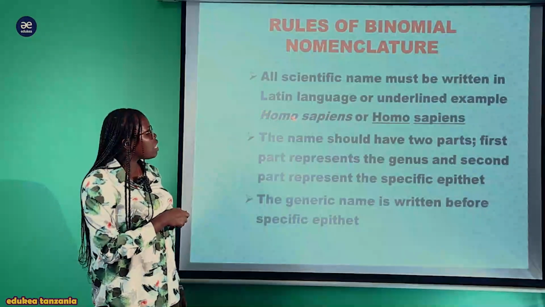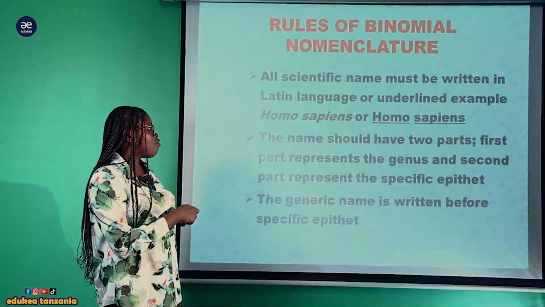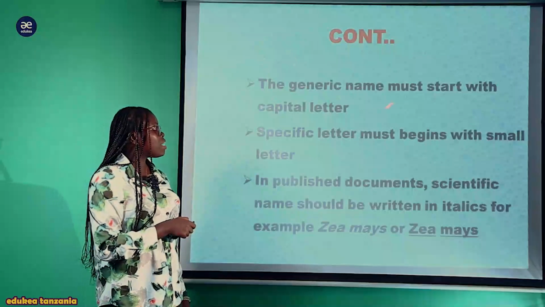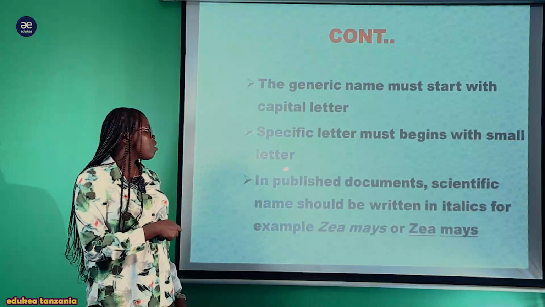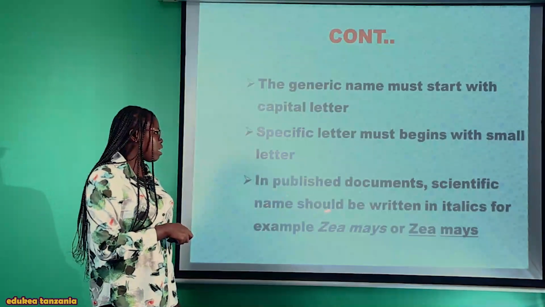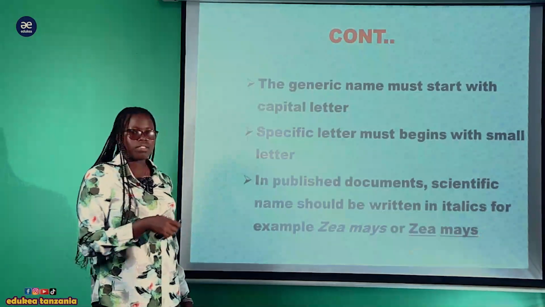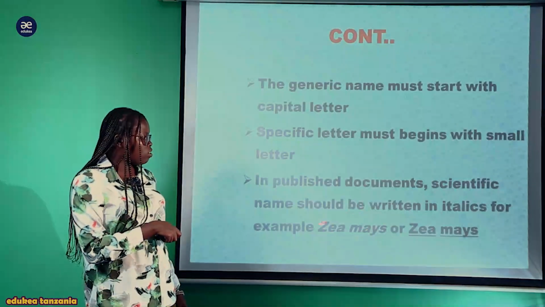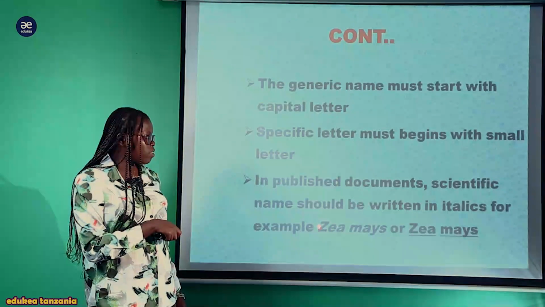Also, the generic name must start with a capital letter and the specific epithet must begin with a small letter. Also, in published documents, scientific names should be written in italics, for example, Zea mays. So when you write in published work you must use italics, but make sure you follow the rule that the generic name starts with a capital letter, followed by the specific epithet in small letters. Okay, if you use freehand, make sure that you underline it separately.